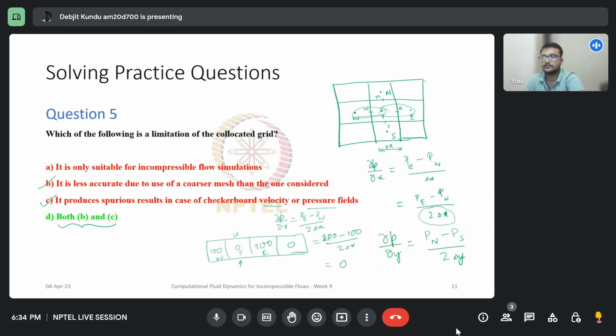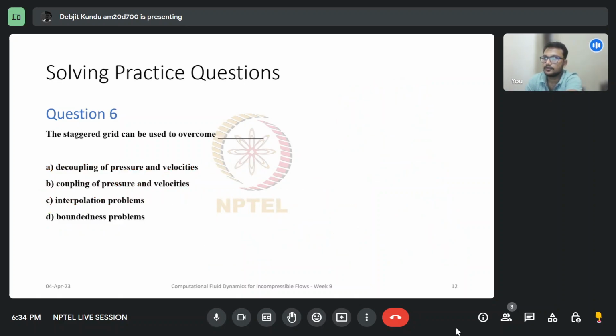Okay. So we will move on. Moving on to question number 6. Question number 6 is a fill in the blanks type of question. It is asking us the staggered grid can be used to overcome dash? Is it option A, decoupling of pressure and velocities, option B, coupling of pressure and velocities, option C, interpolation problems, or option D, boundedness problems?